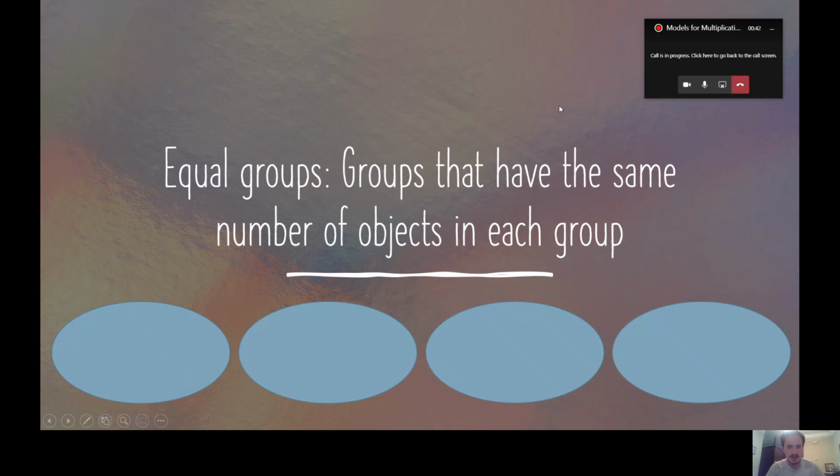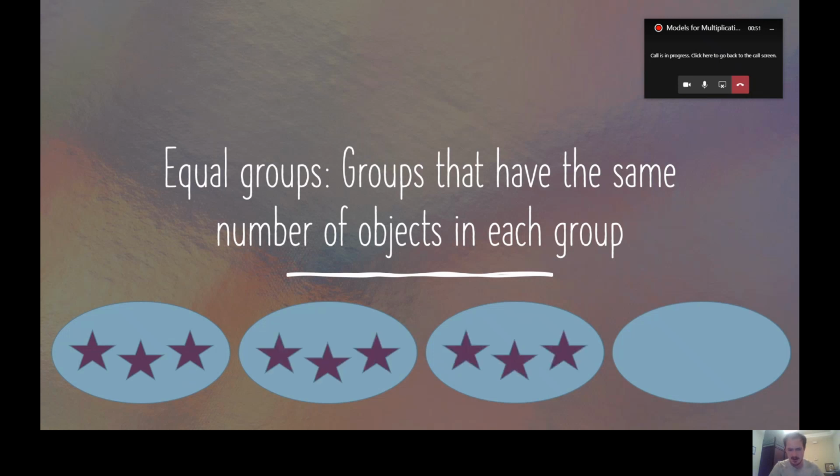So how many groups do I have right now? I have 4 groups, 4 circles. And inside of each circle are how many stars? I have 3 stars inside of each circle. These are equal groups because each group has the same number of objects inside of it. That's what makes it equal.